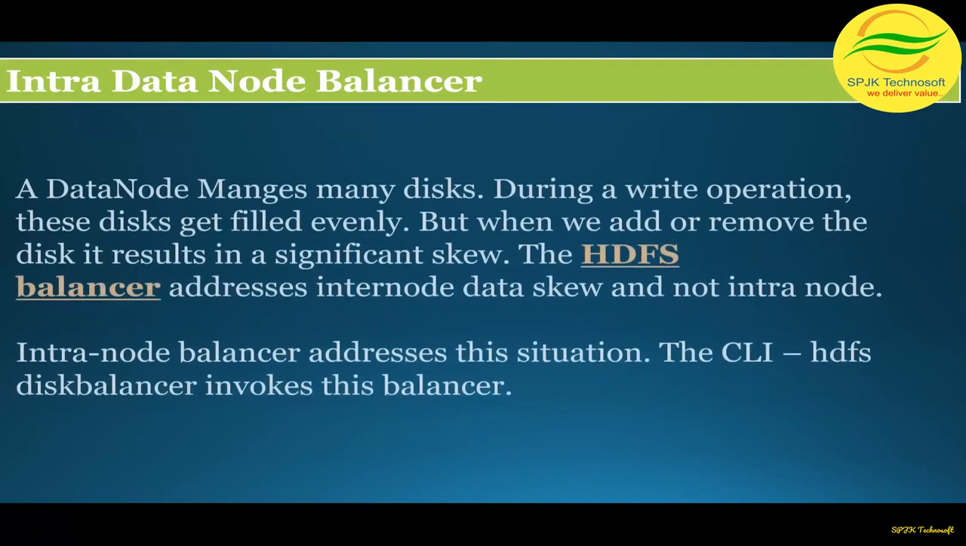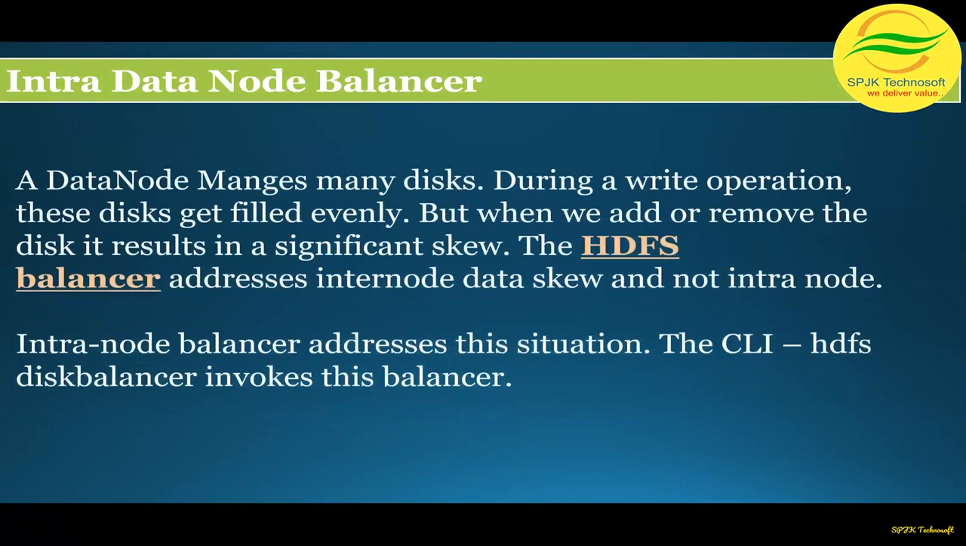Intra-data node balancer, again. Our data node manages many disks, we know that, and the HDFS balancer is there, but it only addresses inter-node data skew, so from one node to another, and not intra-node. But from this Hadoop 3 version, the intra-data node balancer addresses this situation. We have a command line interface, the HDFS disk balancer, which invokes this balancing. In this way we can fine tune the intra-node also.